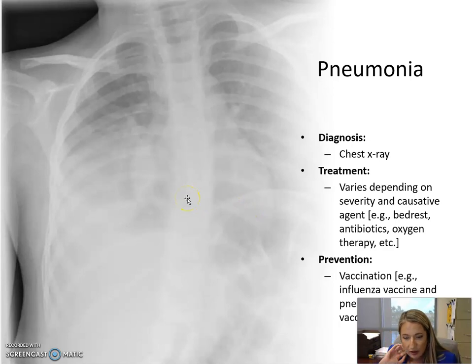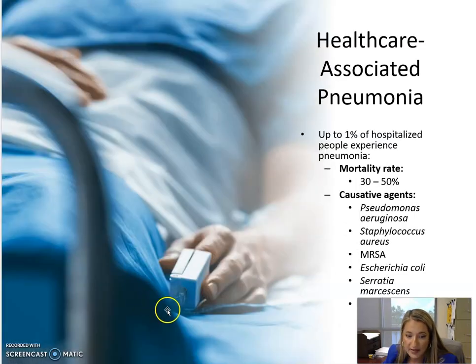As far as prevention, we have various vaccines that can protect you against different causative agents of pneumonia. So, for example, influenza-based pneumonia can be prevented by getting your flu vaccination every year. We have pneumococcal vaccines that can protect you against pneumonia caused by Streptococcus pneumoniae. Even the COVID-19 vaccines can protect against pneumonia induced by the SARS-CoV-2 virus. So we have vaccines that can protect us against several different causative agents.